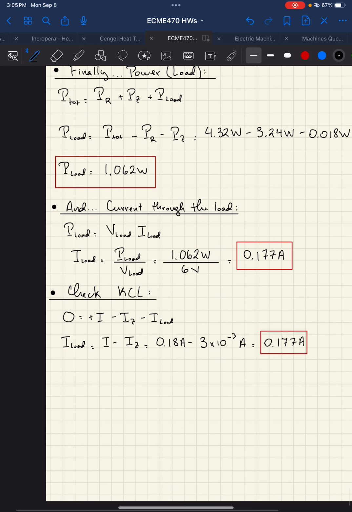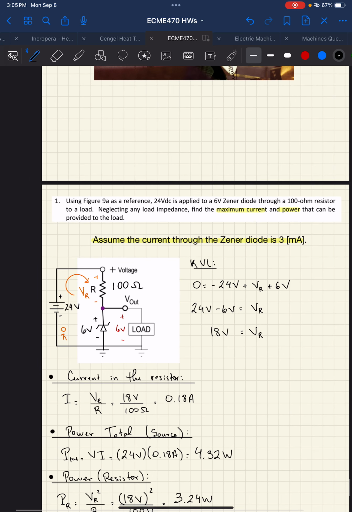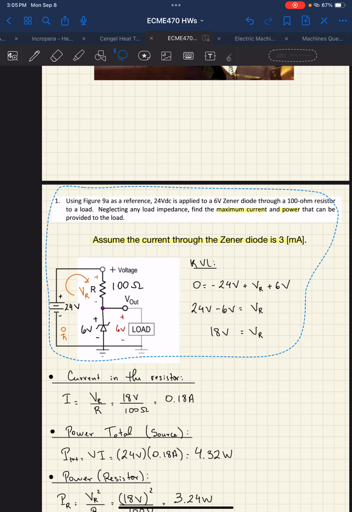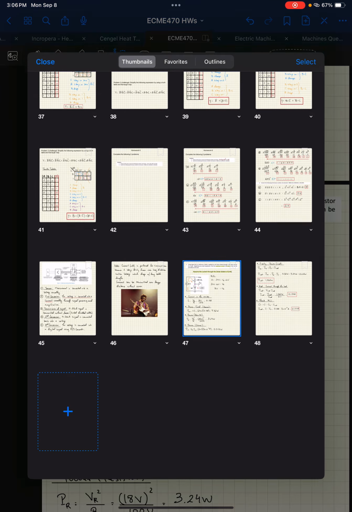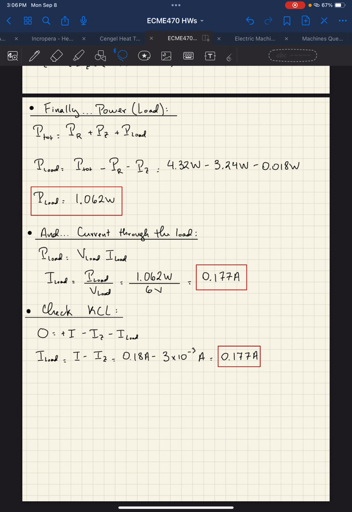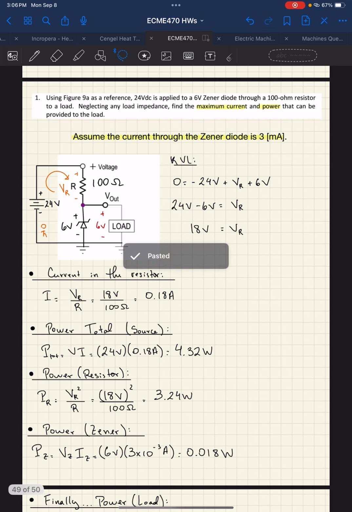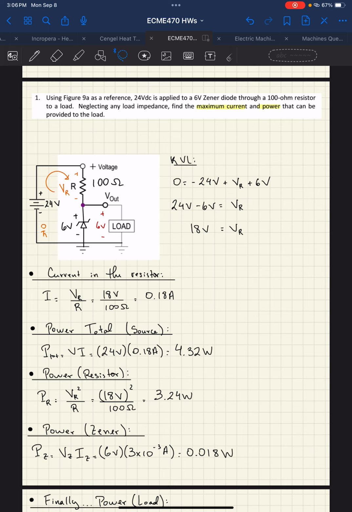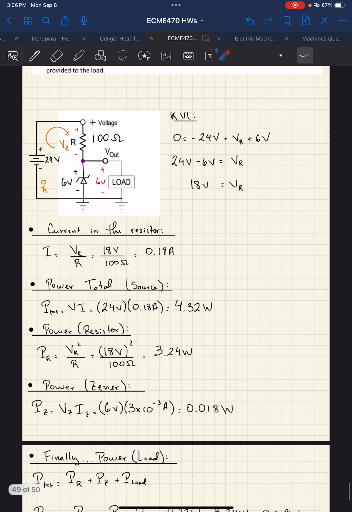Now I want to just note, in the older version of the homework, so I'm just going to grab this, make sure I grab everything. So grab the whole thing like this. And you know what? I'll copy the whole thing. And you'll see in a minute what I'm doing. So paste. Okay. In the older version, this wasn't there. So you weren't given any information about the Zener except the voltage across the Zener. So the way you solve the problem is exactly the same. The only difference is that without any information about the Zener, we can't find the power that's dissipated in the Zener.